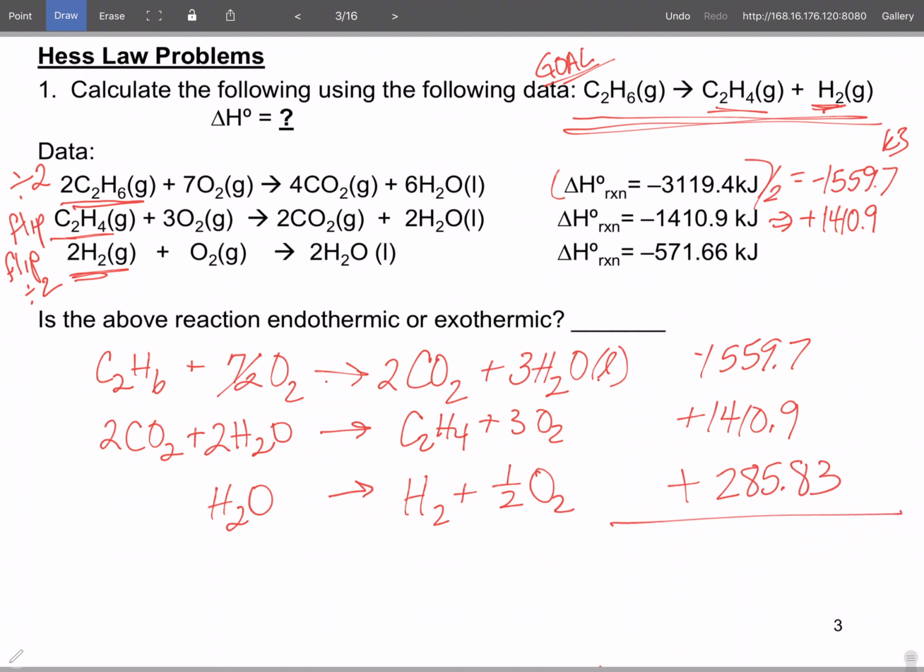285.83. So if we total it, we're going to get 137.03 kilojoules. So this is 137.03 kilojoules.